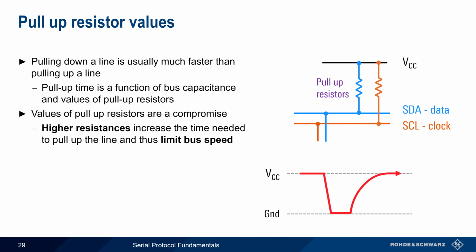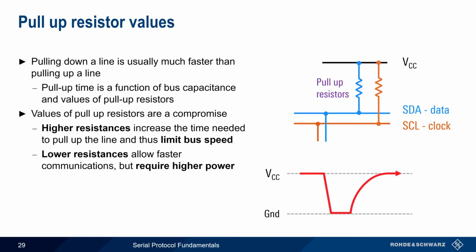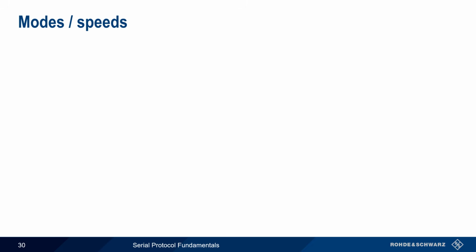Higher resistances increase the time needed to pull up the line, and this in turn limits the maximum bus speed. Lower pull-up resistance values decrease pull-up time and allow faster communications, but this also requires higher power. Typical I2C pull-up resistor values are in the range of about 1 kiloohm to about 10 kiloohms. Pull-up resistance values are one of the factors that limit the maximum bus speed.